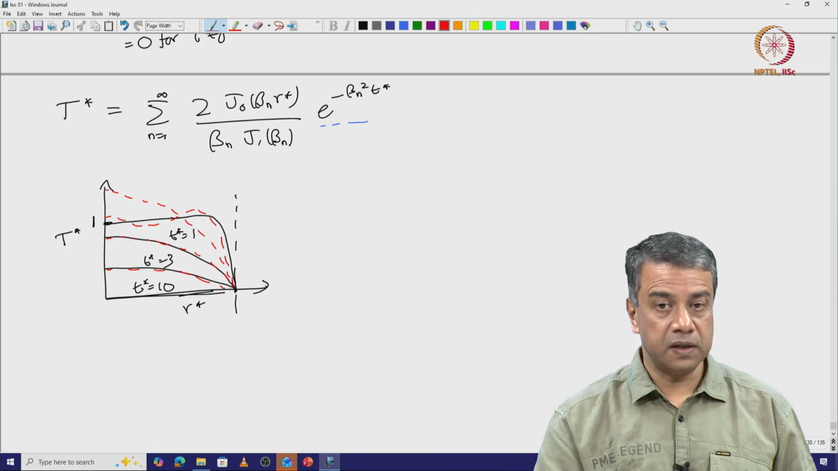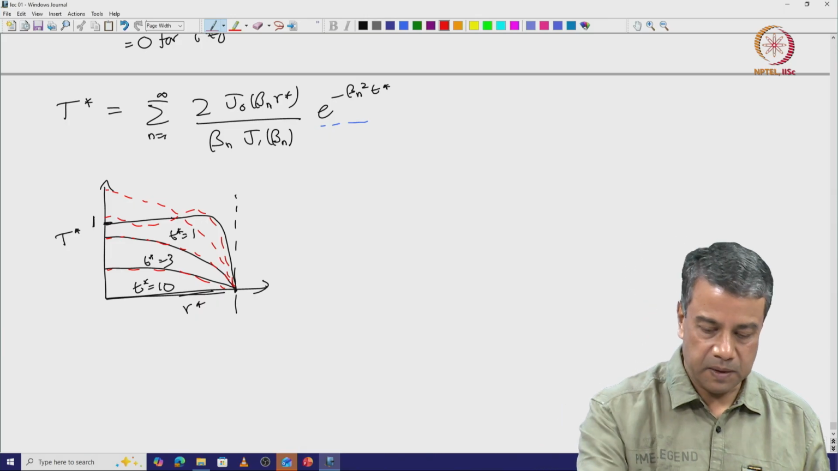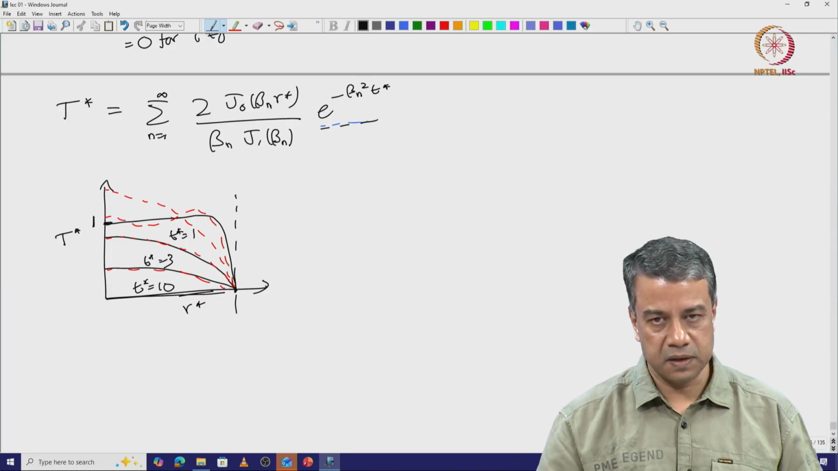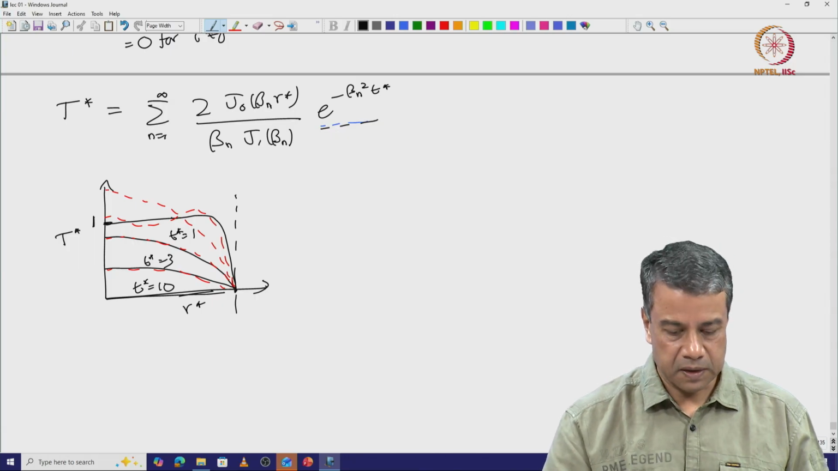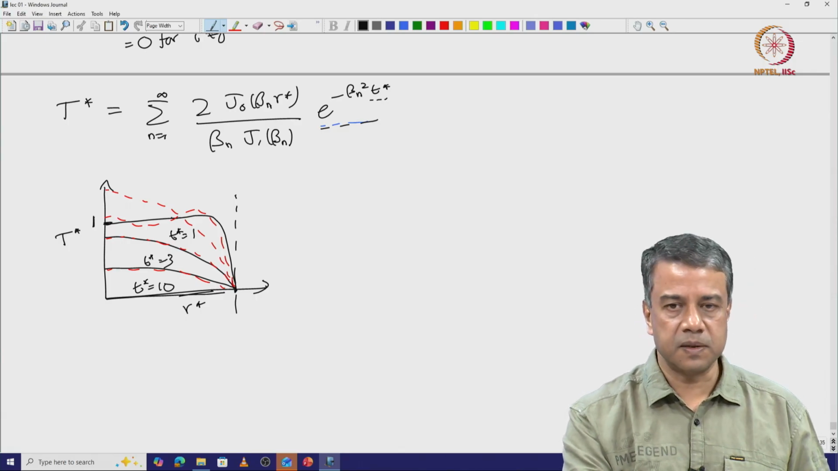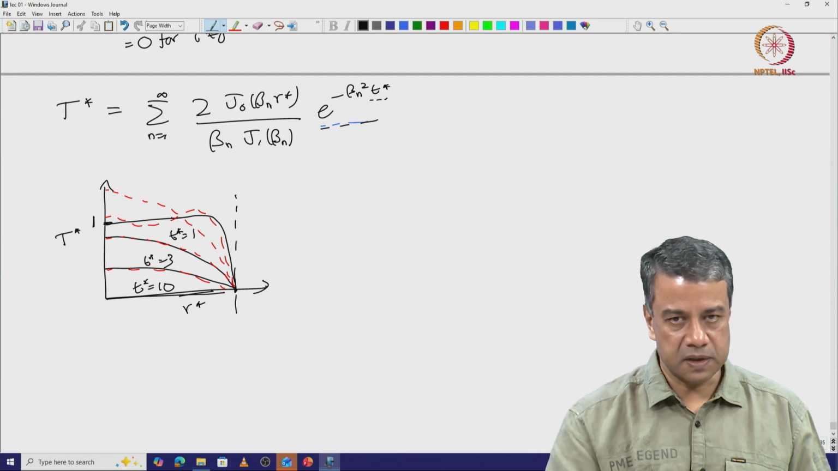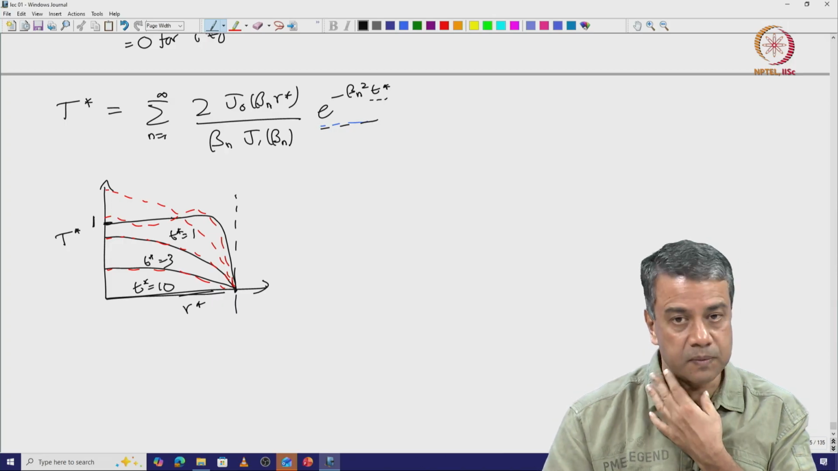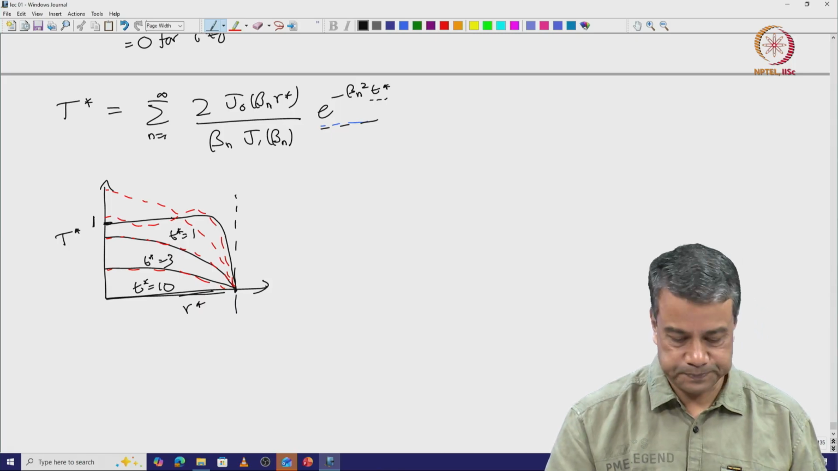So, at very early times you need to include a large number of terms in the expansion, because this e power minus beta n square t star is approximately the same for all the terms. At very small values of t star, this e power minus beta n square t star is approximately equal to 1. As time progresses, these start to become smaller and smaller. So, it is sufficient to keep just one term in the expansion in the late time approximations, whereas at early times you have to retain a very large number of terms.